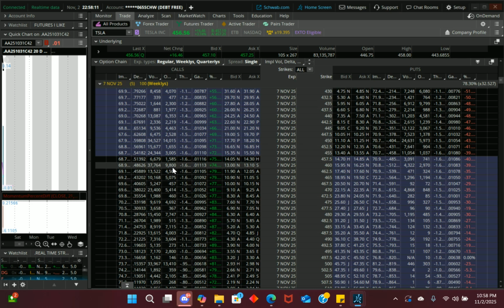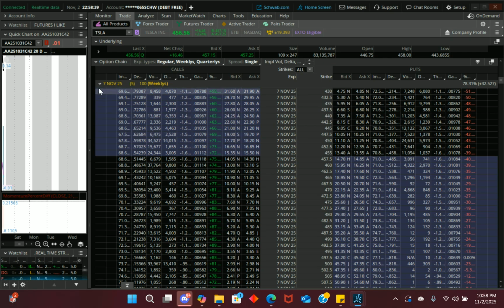But if we come down here to 460, we see something. We have 9,800 open interest. And up here at 450, we've got 14,000 open interest. Over here, we've got 5,000 in open interest on the put side at the 450, compared to 14,000. So that's a pretty big, significant difference.